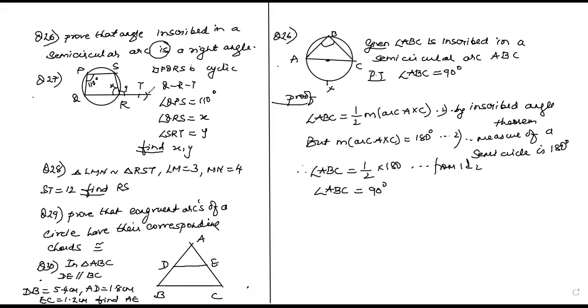So you can see here, therefore, an angle inscribed in a semicircular arc is a right angle. I hope everybody understood this theorem, children. Very simple, children. It can be asked for 2 marks, okay? We go to the next question, question number 27.